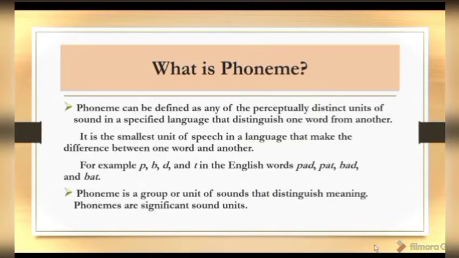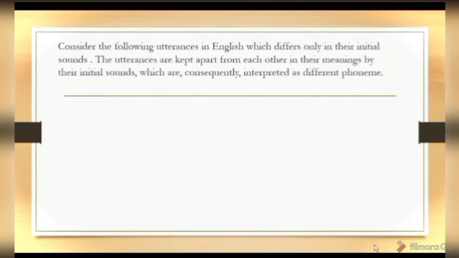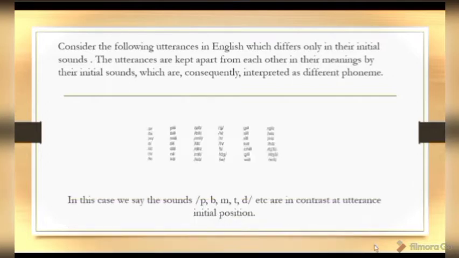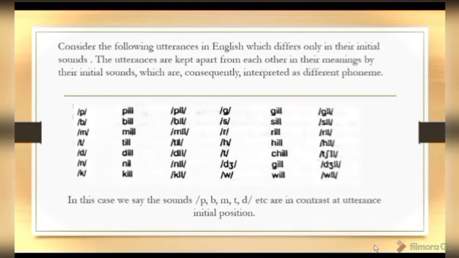A phoneme is a group or unit of sounds that distinguish meaning. Phonemes are significant sound units. Consider the following utterances in English, which differ only in their initial sounds. The utterances are kept apart from each other in their meanings by their initial sounds, which are consequently interpreted as different phonemes. You can see the examples here.